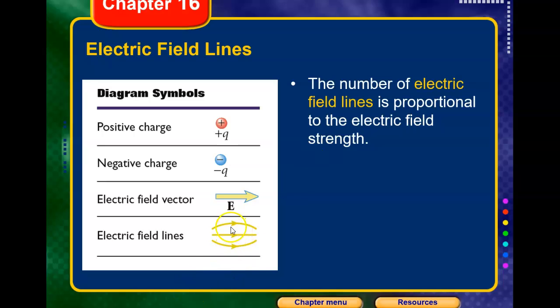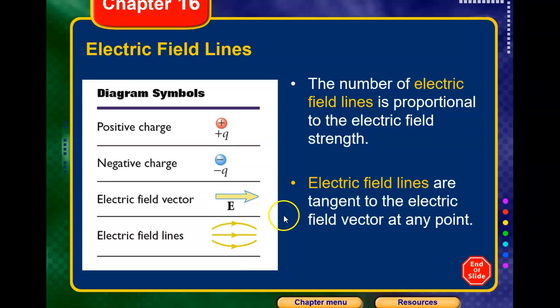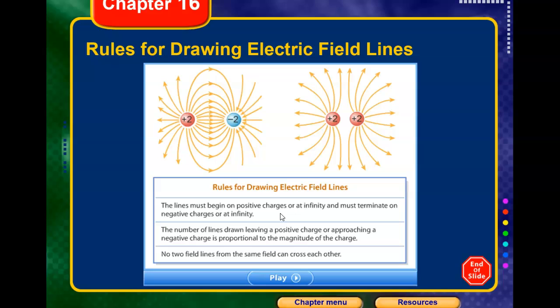This one has a relatively small electric field. If it's a greater field, so greater strength of the electric charges, there would be more lines. Now, the rules: electric field lines are always drawn from the positive charge to the negative charge, and two field lines cannot cross each other.